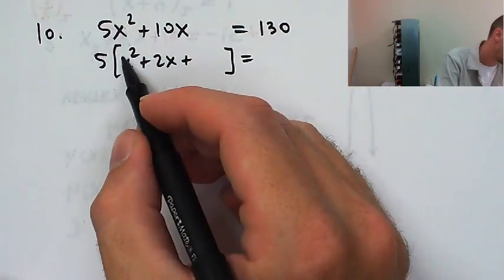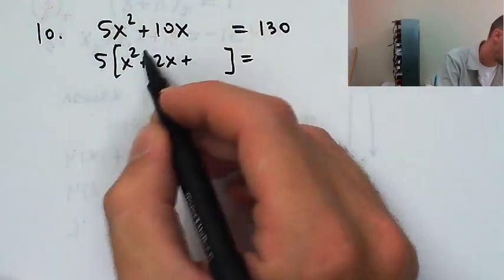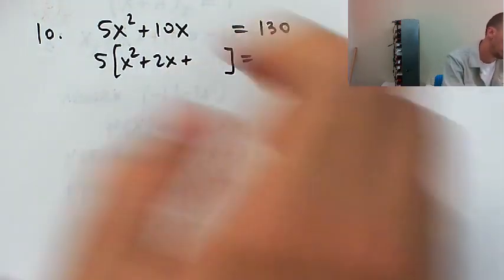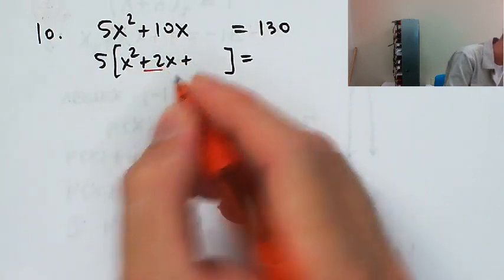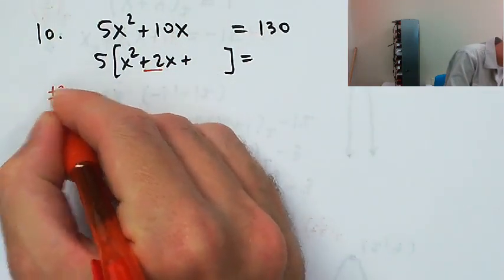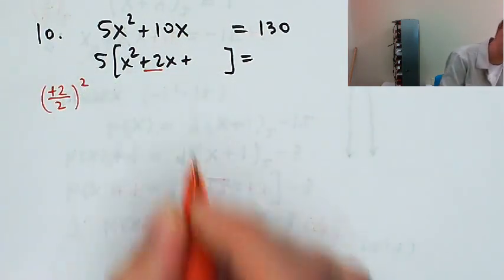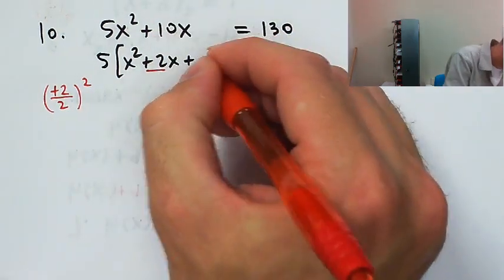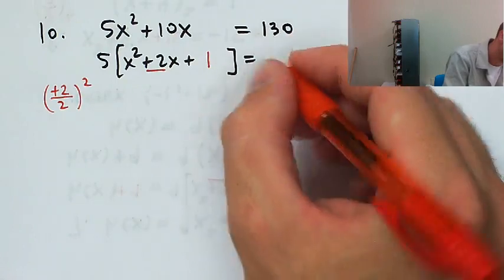Okay, so 5 times 1 is going to be 5. 5 times 2x is 10x. Okay, yeah. I'm going to take this 2 and take positive 2 divided by 2 and square it. Okay, and that's going to be 1 squared is positive 1. So I need to add 1 to both sides.